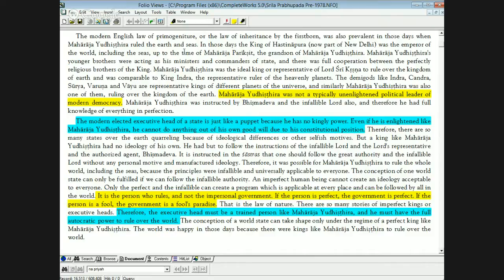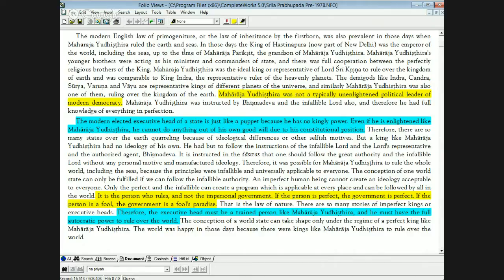power. Even if he is enlightened like Maharaj Yudhishthira, he cannot do anything out of his own goodwill due to his constitutional position. Therefore, there are so many states over the earth quarreling because of ideological difference or other selfish motives. But a king like Maharaj Yudhishthira has no ideology of his own. He had but to follow the instructions of the infallible Lord and the Lord's representative and authorized agent Bhishma Deva.